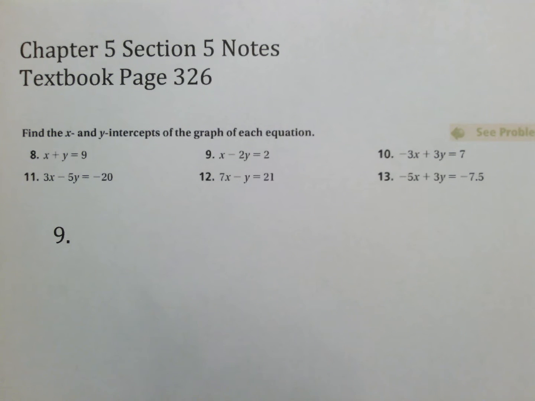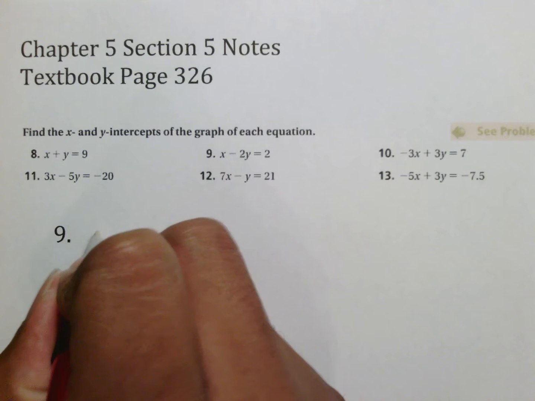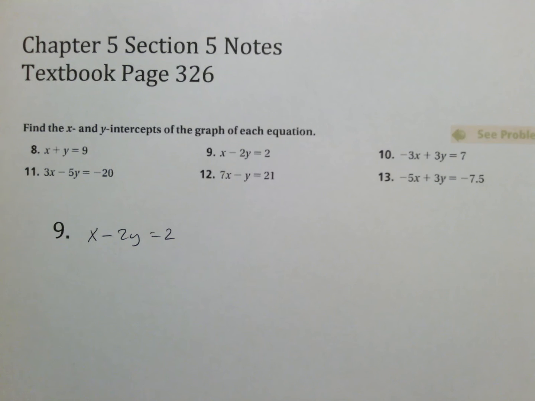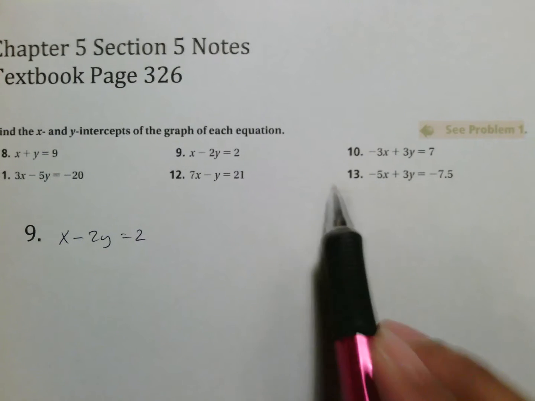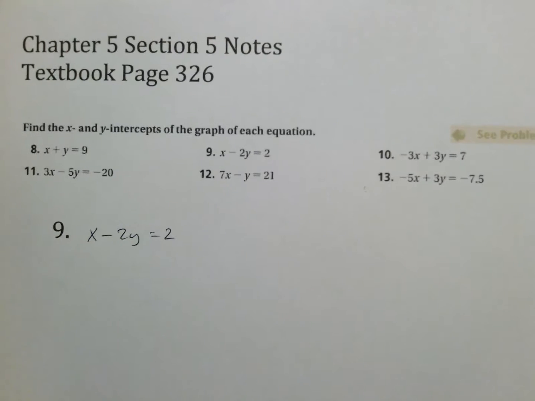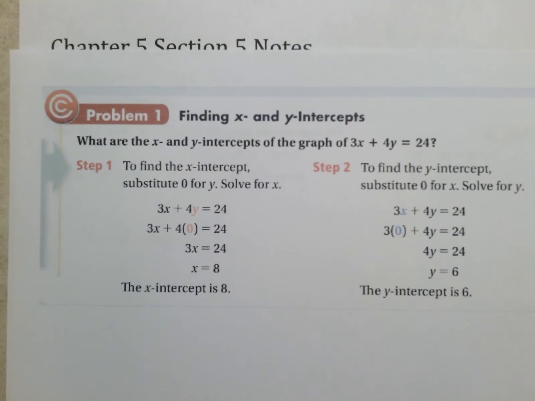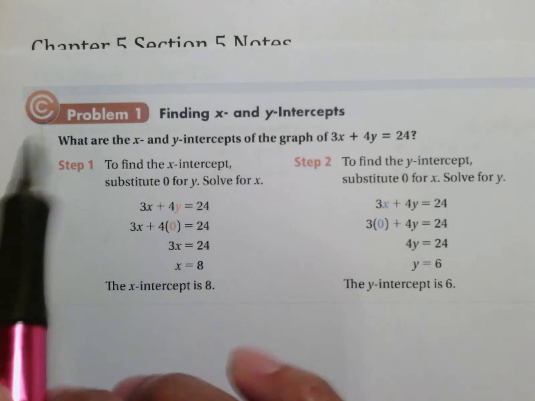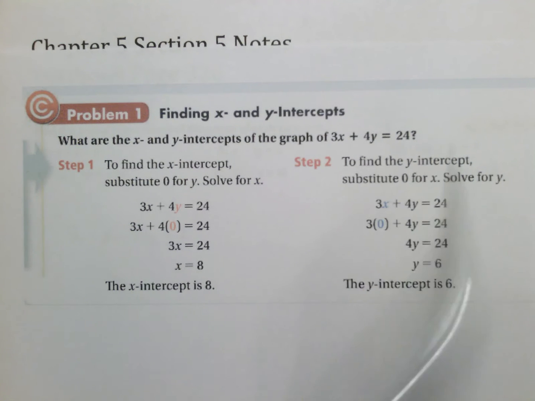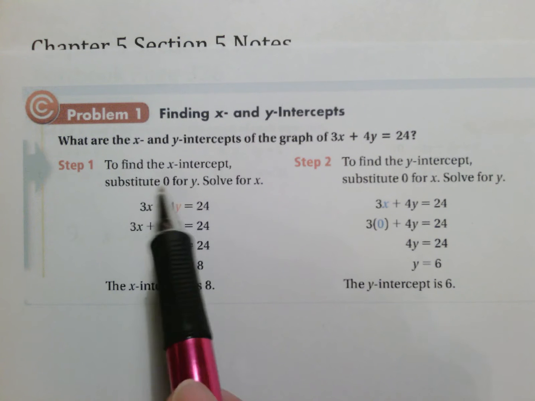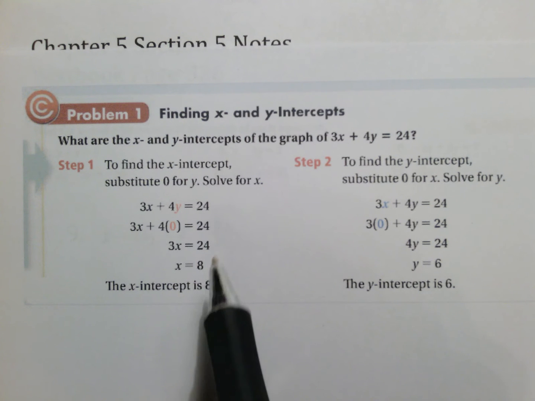The first question we're going to look at today is number 9, which has x minus 2y equals 2, and it's asking us for the x and y intercepts of the graph of each equation. Being that we might be new to this, we're going to use the book, and the book is referring us to problem 1, so let's look back at problem 1 and see exactly what this is doing. It's saying, what are the x and y intercepts of the graph 3x plus 4y equals 24? Step 1, it says to find the x-intercept, substitute 0 for y, and then solve for x.